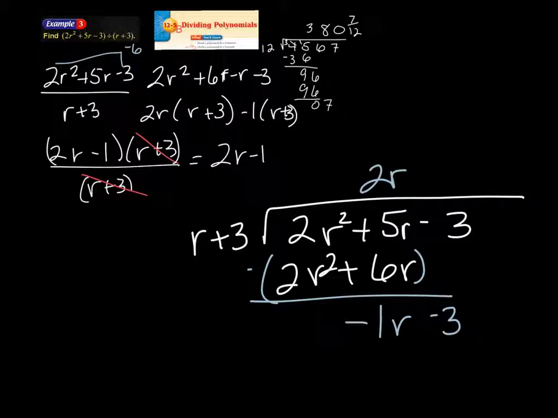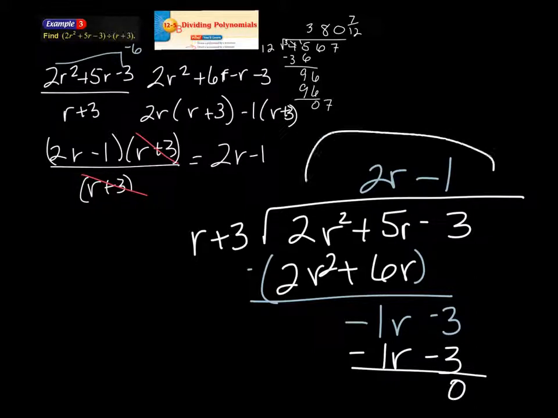Then we ask ourselves, what do I need to take r times to get -1r? Of course, the answer is -1. So -1 times r is -1r. And -1 times 3 is -3. And we get no remainder, so our answer is 2r minus 1.